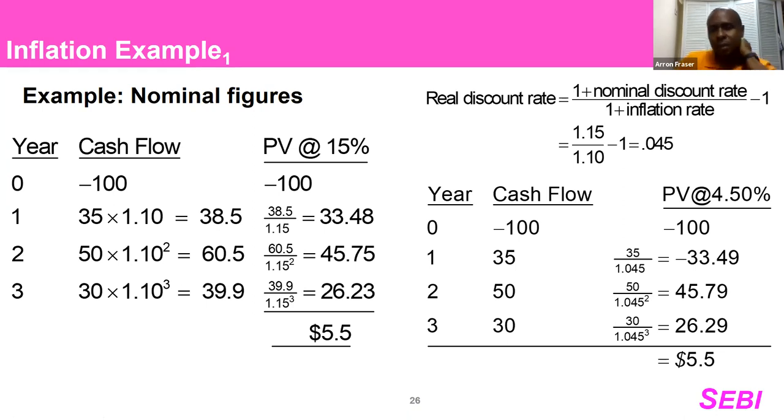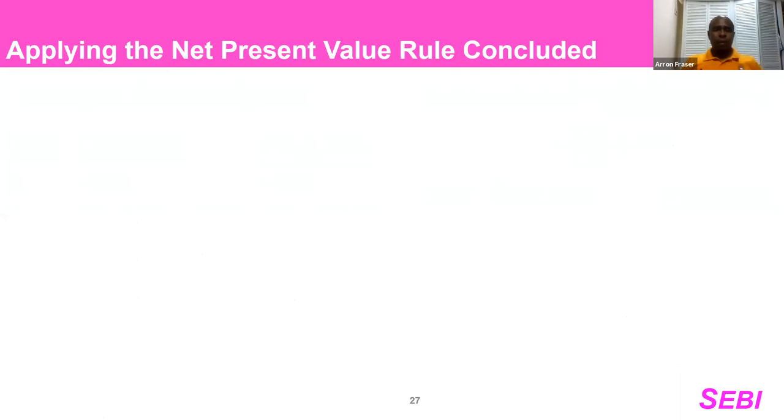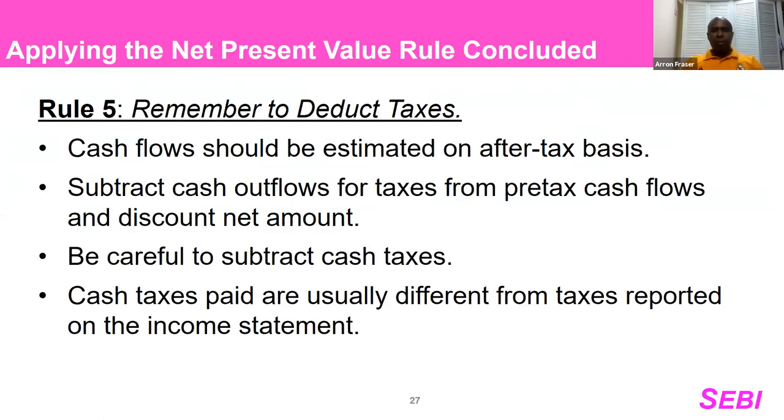Okay, so let's move on. As I explained just now, you've got to remember to deduct taxes. And that's actually the taxes paid. Ideally, when you do the calculations for NPV, you want to use the cash flows after taxes. It's the after-tax cash flows that you want to use when you're doing the calculation of NPV. And I went through the whole exercise just now of explaining why taxes paid are normally different from taxes reported in the income statement.